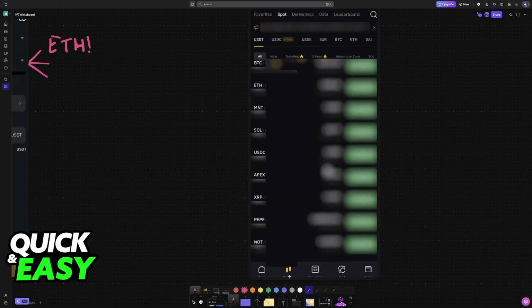So now switch over to the markets option. It is going to be the secondary one, and in here you will see all of the currencies available on the market. Now find and tap on Ethereum. Usually it is going to be close to the top because it is a very popular option.